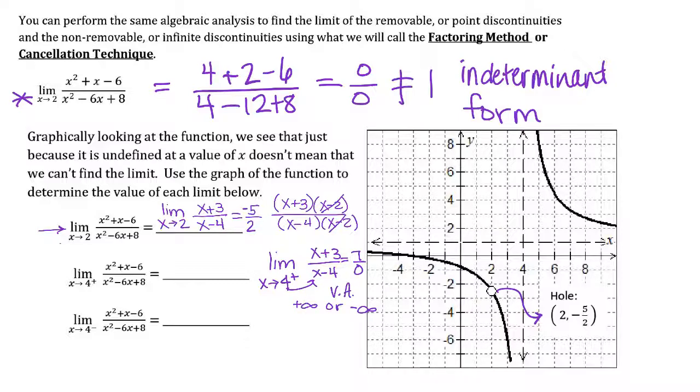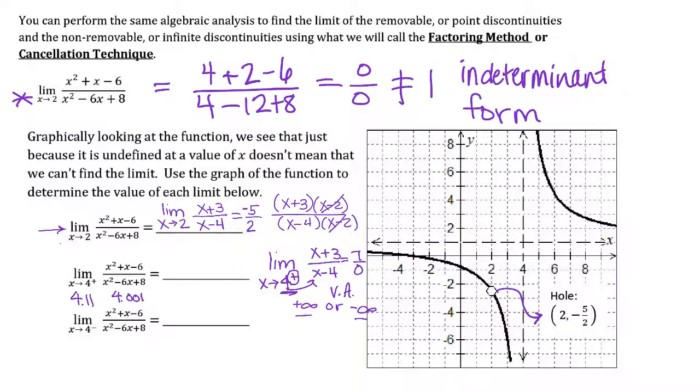The only way I'm going to know which one it is is to plug in a value just to the right of 4. And I say the right because it has the little plus sign. So a number just to the right of 4 would be 4.1, or we could do 4.11, or 4.001. It does not matter, just as long as it is a number to the right of 4. Now, when we do that substitution, what we're looking for is a positive or a negative value. That's going to tell me which infinity I need to pick.